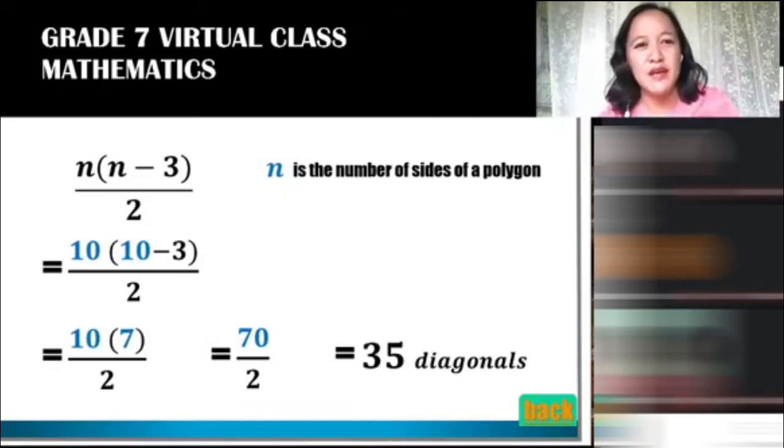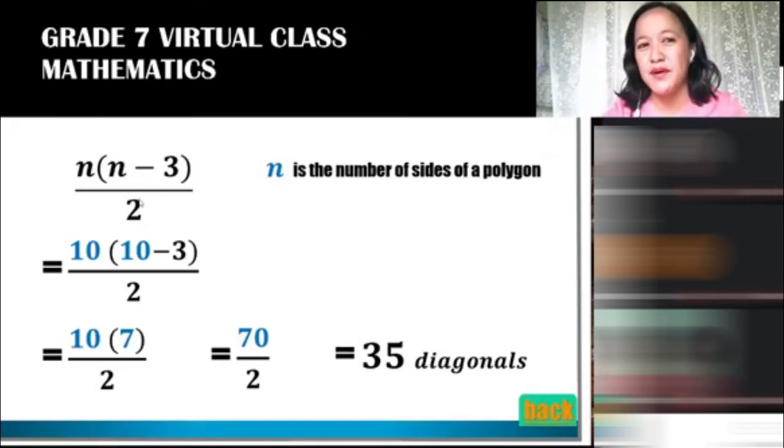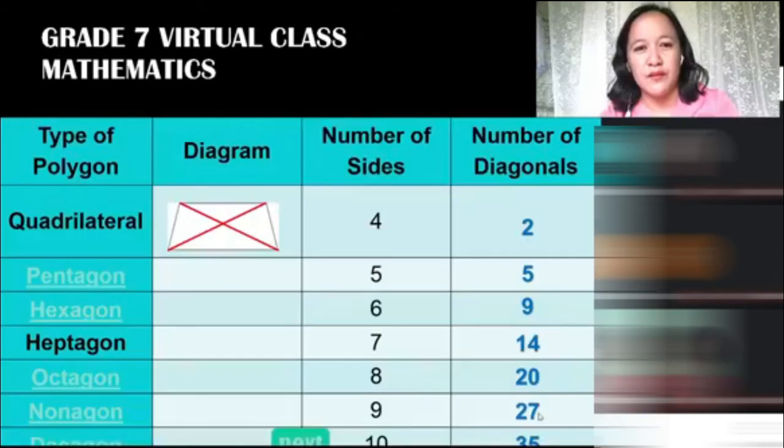Oh, sa mga FB Live viewers dyan. Again, for you to find the number of diagonals within a given polygon, simply remember our formula, which is n multiplied by the difference of n and 3, then divide it by 2. Okay, remember, n is the number of sides of a polygon.